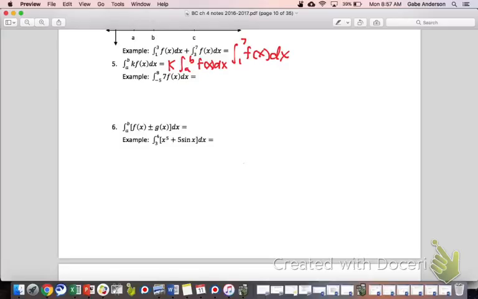So an example here, integral from -5 to 8 of 7 f of x dx. You just bring the 7 out. 7 times the integral from -5 to 8 of f of x dx.